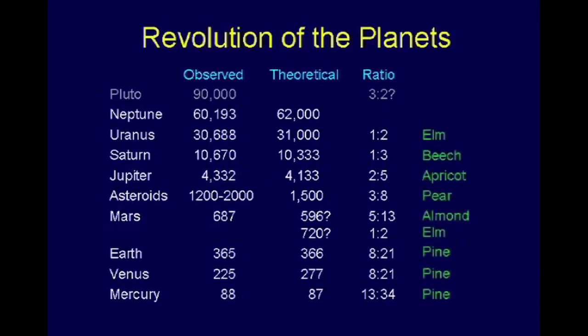Anyway, the point is, what's interesting, these are the same ratios that you find in the elm, the beech, the apricot, the pear, the almond, the elm, the pine, three different pine numbers. You say, what on earth do the trees have to do with the design of the solar system? Very simple. The same guy did both of them. The same guy had an insight of what makes things beautiful.